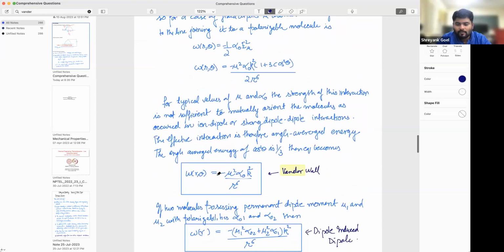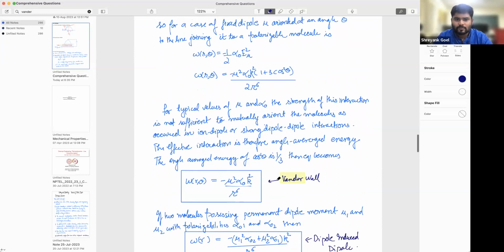This mu is the dipole moment. We have calculated that if we have two molecules having permanent dipole moments mu1 and mu2, then we get this kind of interaction, that is dipole induced dipole. So any doubt? If you have any doubt, you can ask if there is an issue in understanding this.